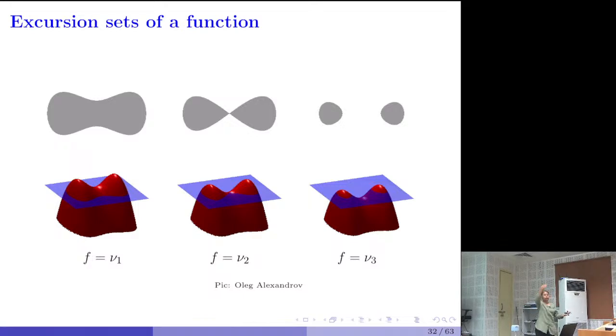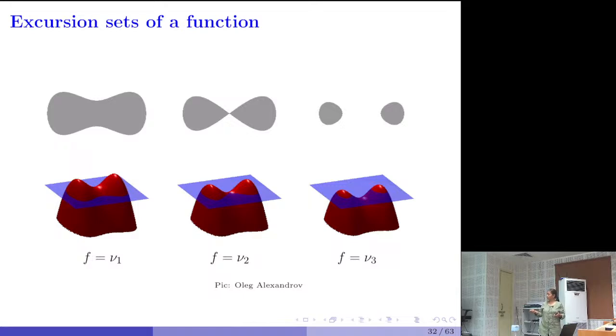Because a function is a function, it has values all over. So first we have to define the structures and then look for their morphology. To do that, the concept used is excursion set or level set. I am sure you have all used it or encountered it at some point or the other. So what is a level set?